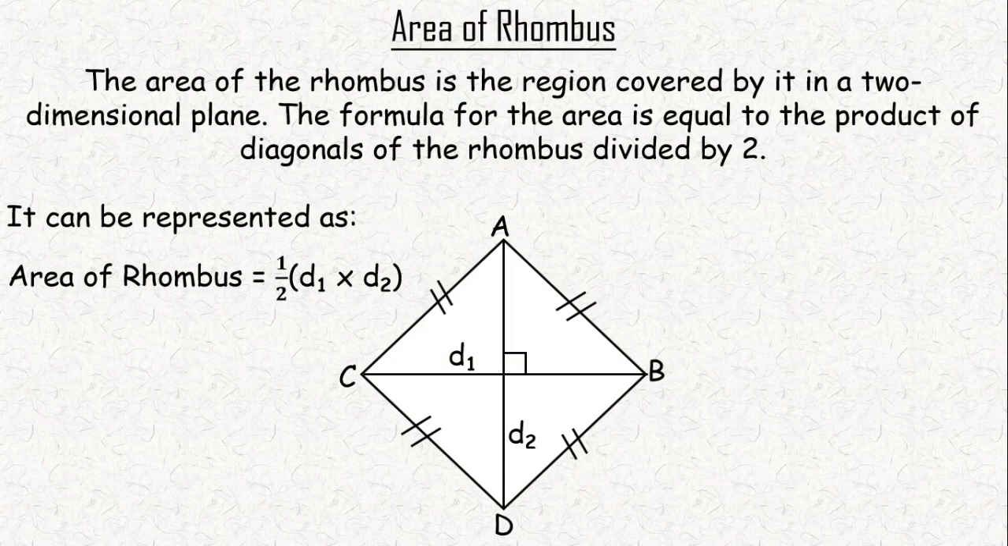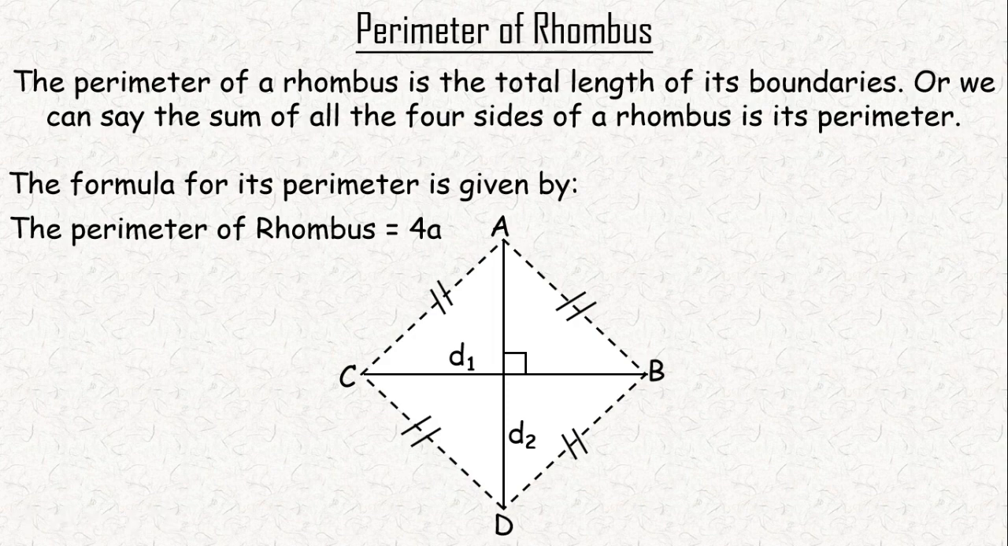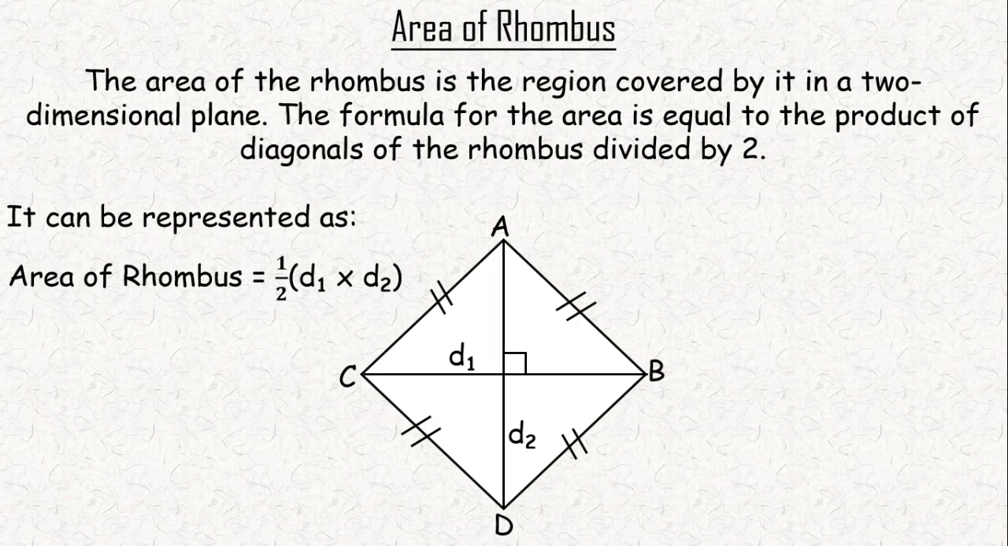Next, area of rhombus. Here area of a rhombus is the region covered by the rhombus in a two-dimensional plane or 2D plane. Here the formula for the area of a rhombus is given by the product of two diagonals divided by 2. That is, half into d1 into d2 is equal to the area of the rhombus, that's half into diagonal 1 into diagonal 2 is equal to area of rhombus.